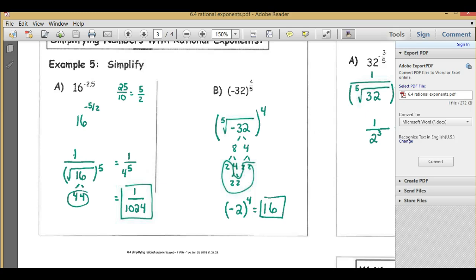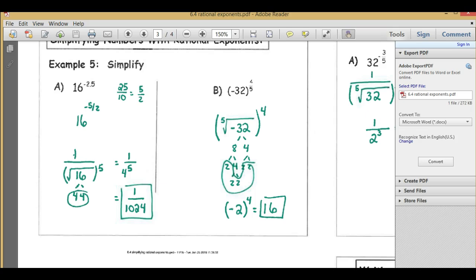So it's much easier and quicker if you do the square root first and then do that to the 5th power. So the square root of 16 is 4. 4 to the 5th power is 1024. Remember, it is in the denominator, so it's 1 over 1024.